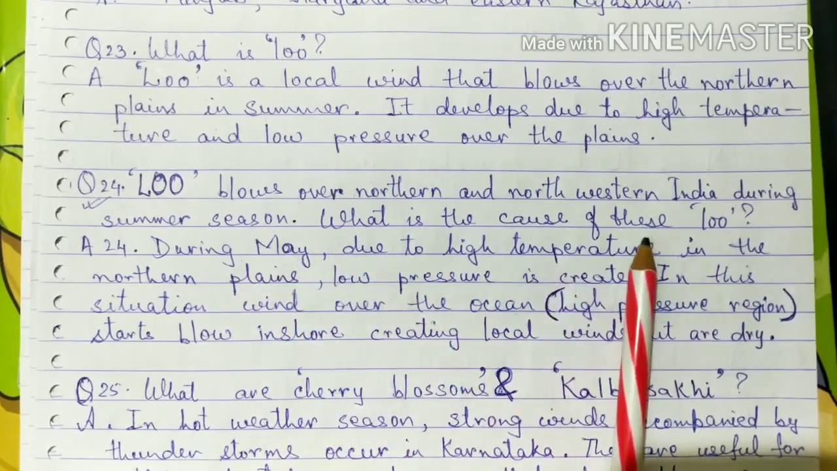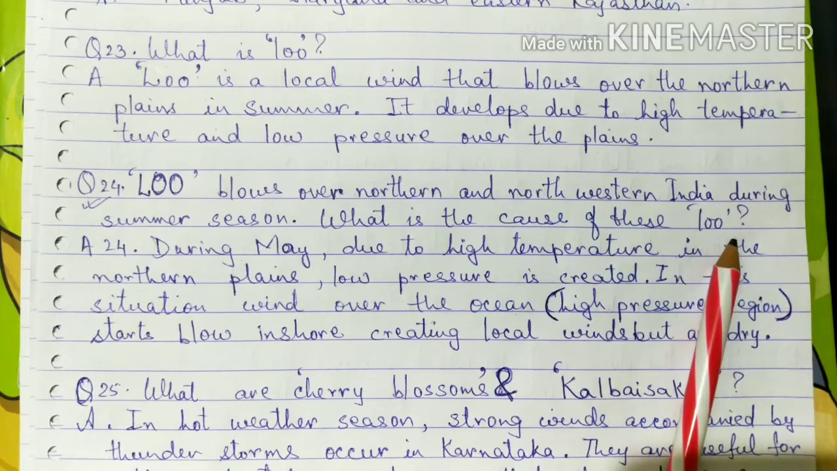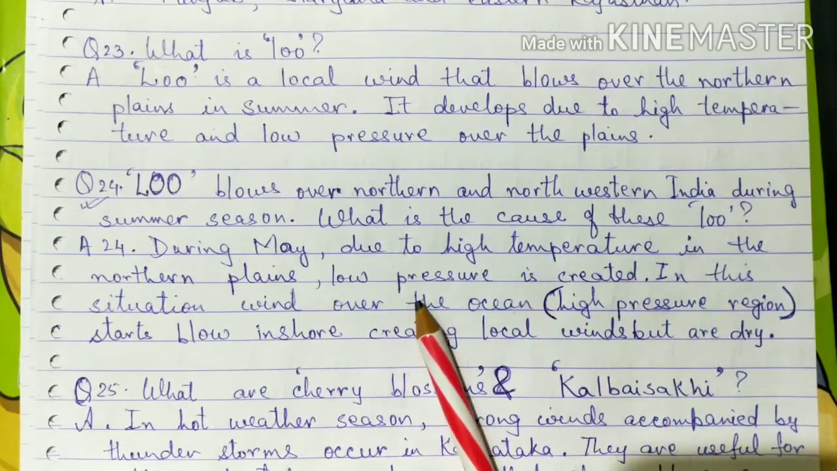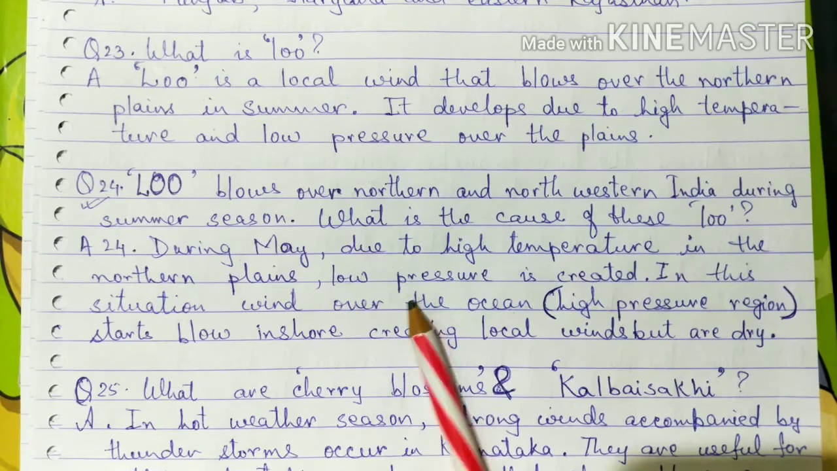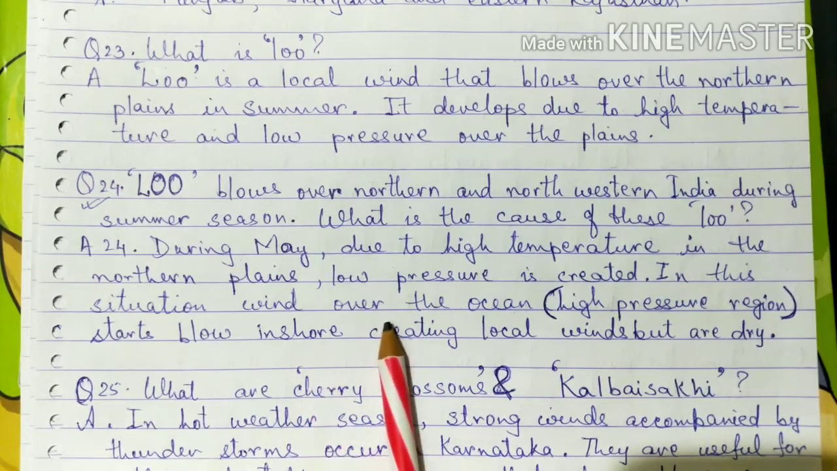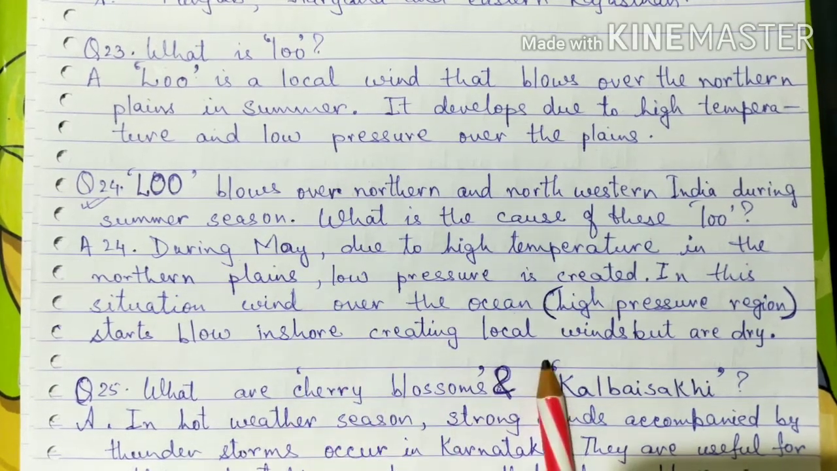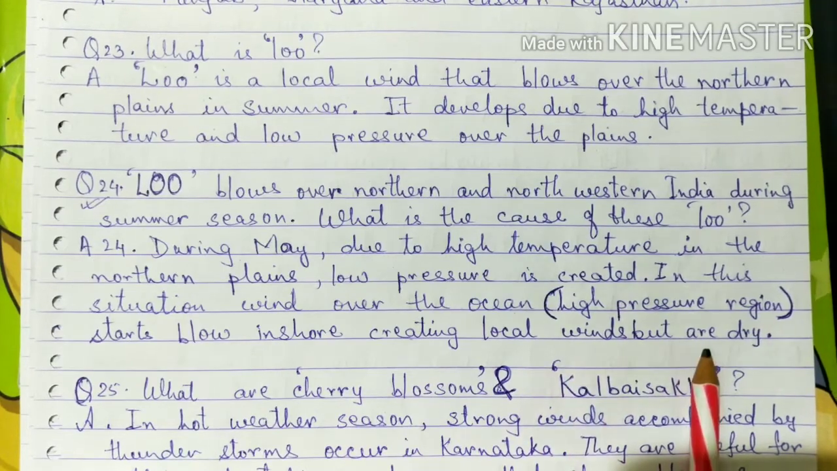What is the cause of Lu? These are hot winds. During May, due to high temperature in the northern plains, low pressure is created. In this situation, wind over the ocean, which has a high pressure region, starts blowing inshore, creating local winds, but they are dry winds.